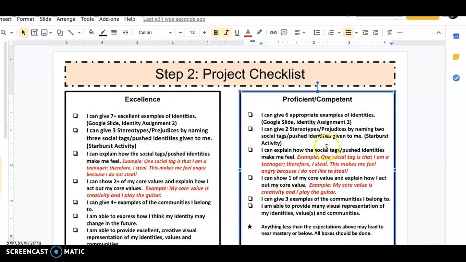Over here is the same thing, but I want you to dig even deeper. There's also one more thing here that I do not have over here, and that is I'm able to express how I think my identity may change in the future. What are some of the goals you have that you haven't yet accomplished? Those are possibly future identity pieces.